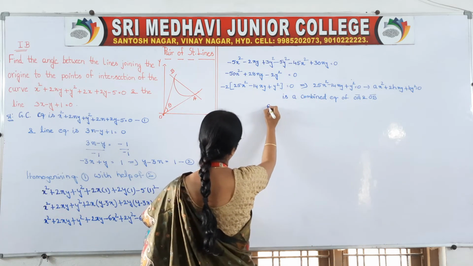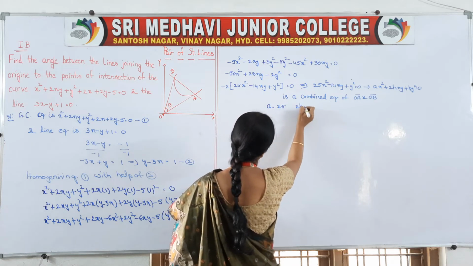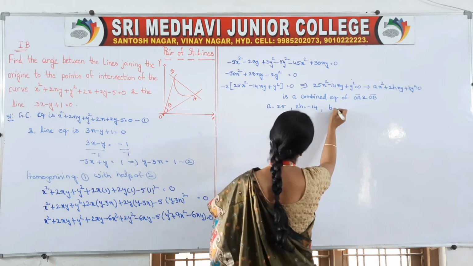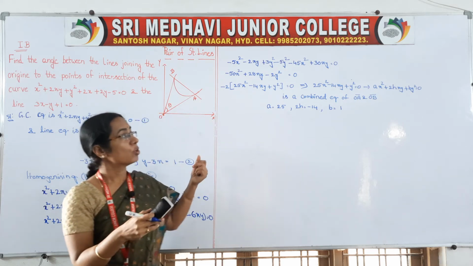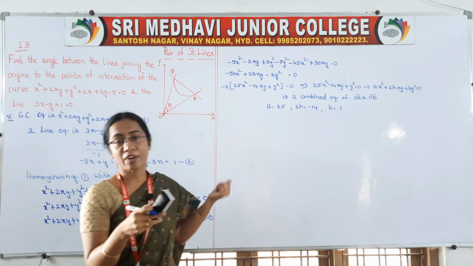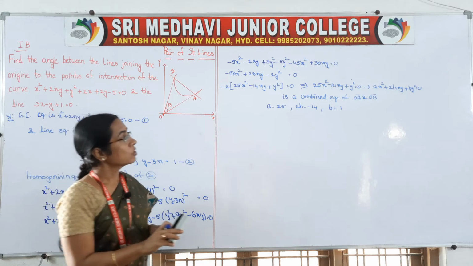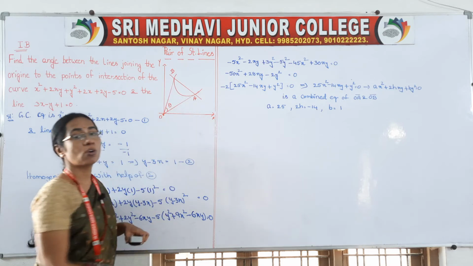What is your A? A is equal to 25. 2H is equal to minus 14, right? And B is equal to 1. Y square coefficient is B. So y square coefficient means 1 into y square we can write. So your B is equal to 1. Okay, so now the question is to find the angle between OA and OB.